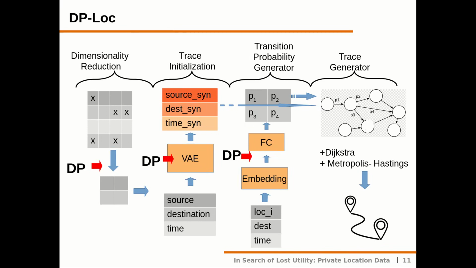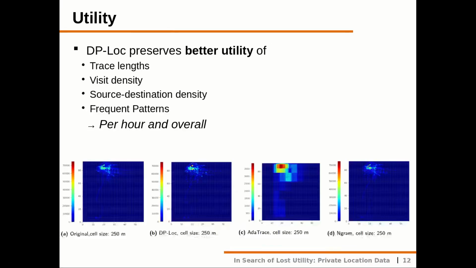Okay, and in the last part, at the trace generation, we don't need to introduce any more noise because this part doesn't use any of the original data. We calculated the amount of noise we have to use with the moments accountant method. It's just for the enthusiasts.